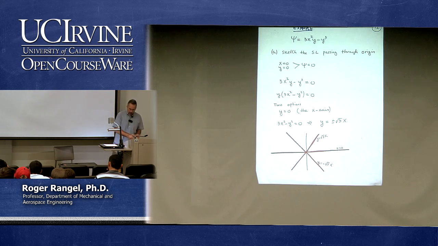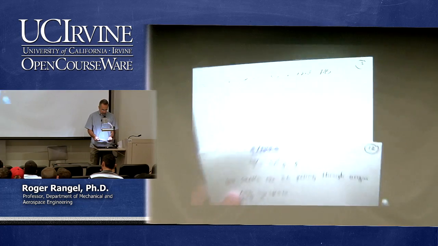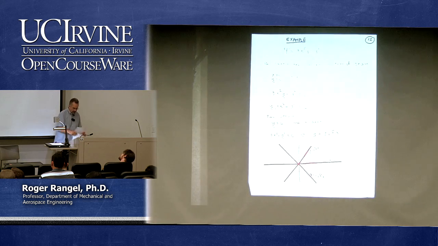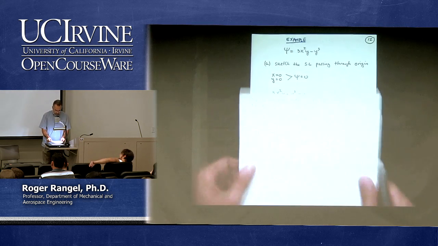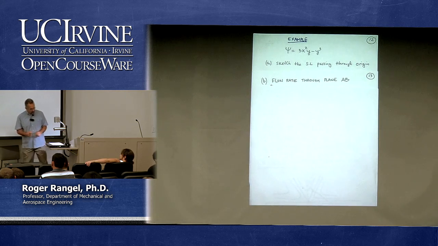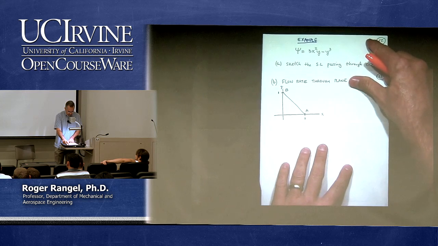The second part of the problem is, again, knowing that we have that stream function. Let me get a white piece of paper. The same stream function, but now we are asked to find the flow rate through this plane. So we call it the plane AB.